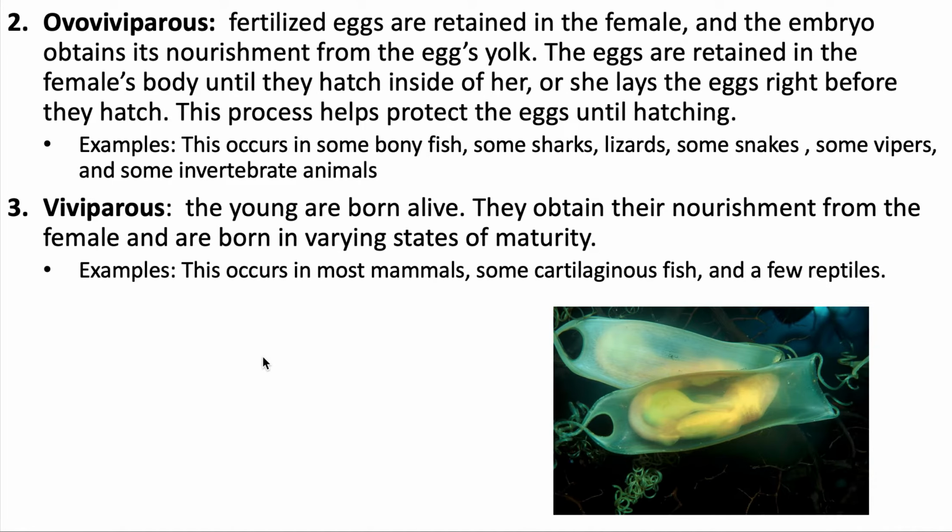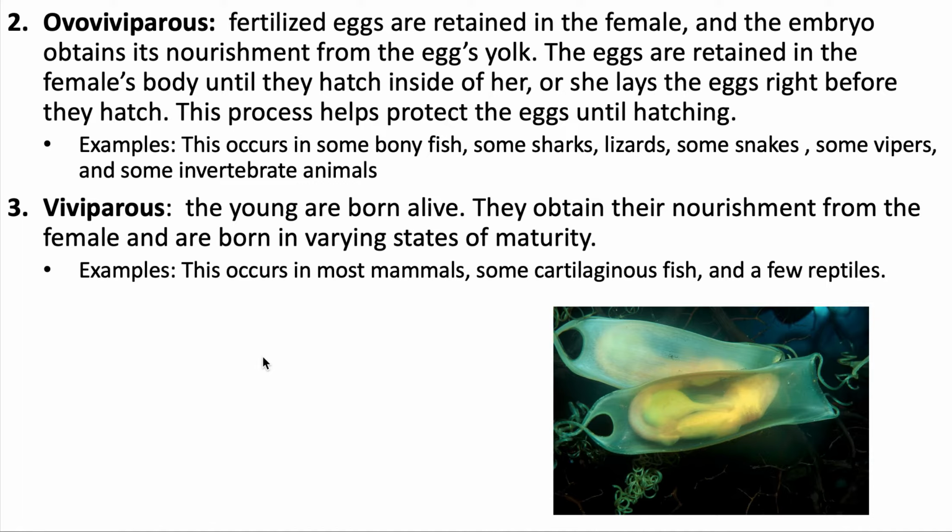Right. Then there's ovoviviparous. These are going to be fertilized eggs that are retained inside the female, and the embryo obtains its nourishment from the egg's yolk. The eggs are retained in the female's body until they hatch inside of her, or she'll lay the eggs right before they hatch. The process helps protect the eggs until they're hatching, versus, for instance, birds that lay their eggs in a nest. Some predator could come to the nest and eat the eggs. In this case, the eggs stay inside of her, so there's no predator coming into a nest.